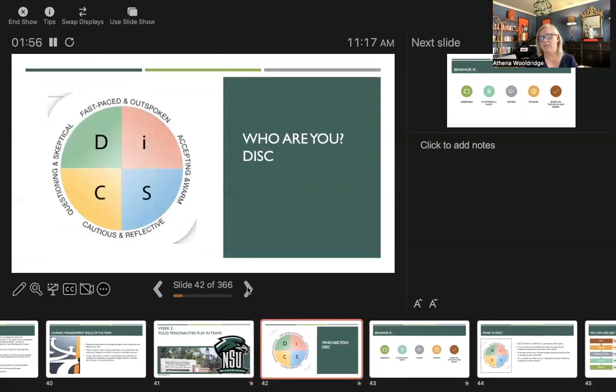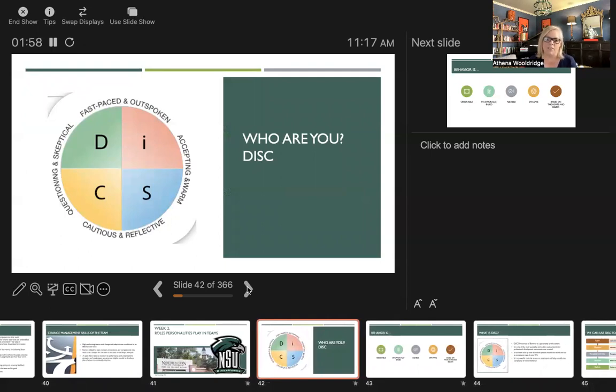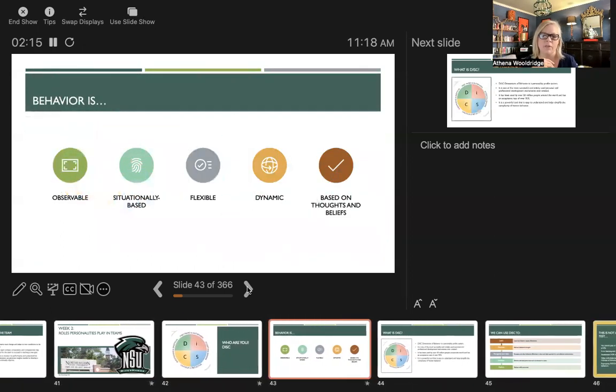So what is DISC? Well, D-I-S-C, it's a personality profile similar to some of the other things that you've done in the past, perhaps Myers-Briggs, et cetera. The difference in DISC is that it's easy to remember and it's easy to apply to others, which makes it very, very powerful. So we're going to go through each one of these.